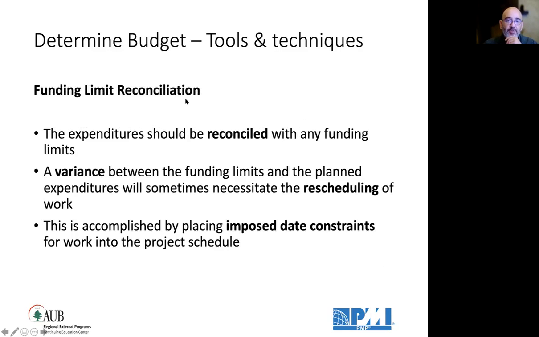Funding limit reconciliation is a technique to reconcile the funding limits I have in this period. We said in quarter 1 we can't pay for the project more than $100,000 because we don't have the cash flow. So who's doing this reconciliation and making sure we've reached the funding limit? There has to be responsibility. So here there is a variance between the funding limit remaining and the planned expenditure in this period. Sometimes we need to reschedule the work for the next period for the funds to be available.